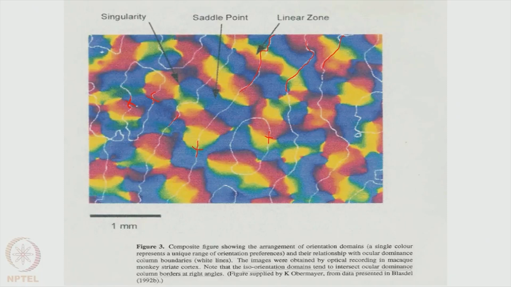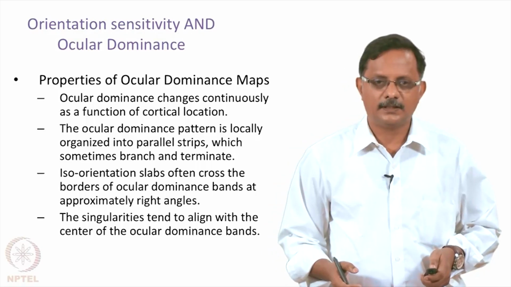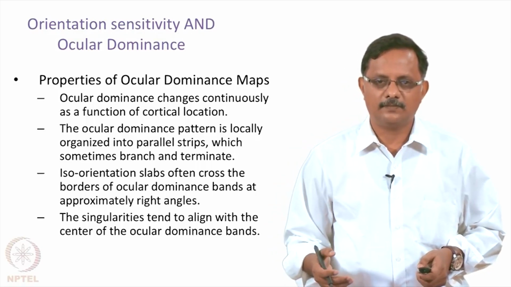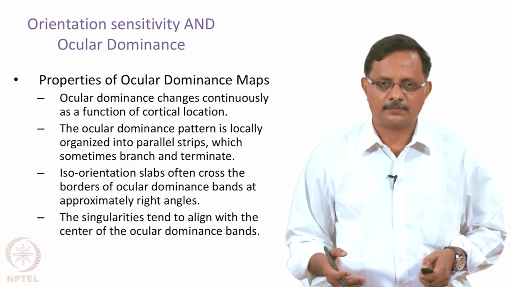So, let us look at some examples. Here is a pinwheel, it occurs roughly in the center of this band. Again here is a pinwheel. Well, let us look at a better example here. Here is a pinwheel, it roughly occurs right in the center of this band. Here is another one that occurs in the center. So, with high frequency, these singularities tend to align with the center of the ocular dominance bands.